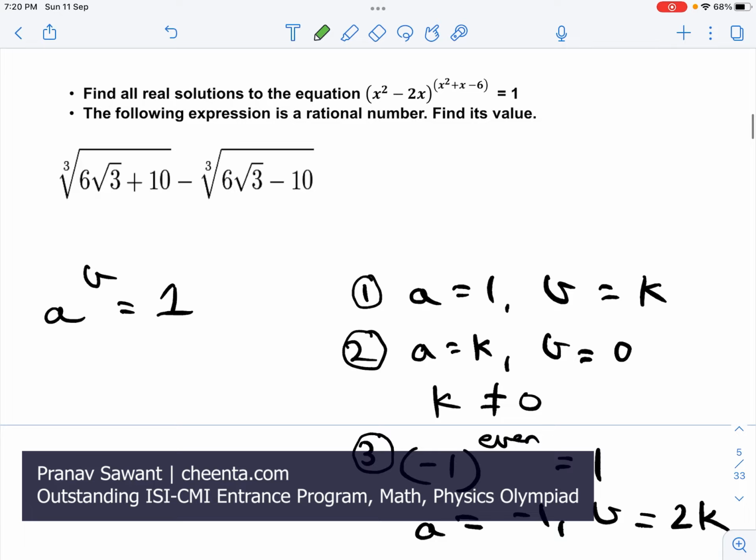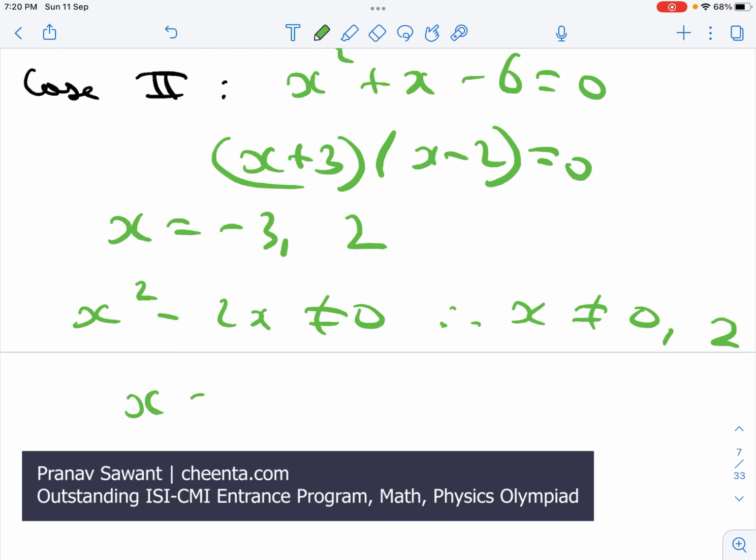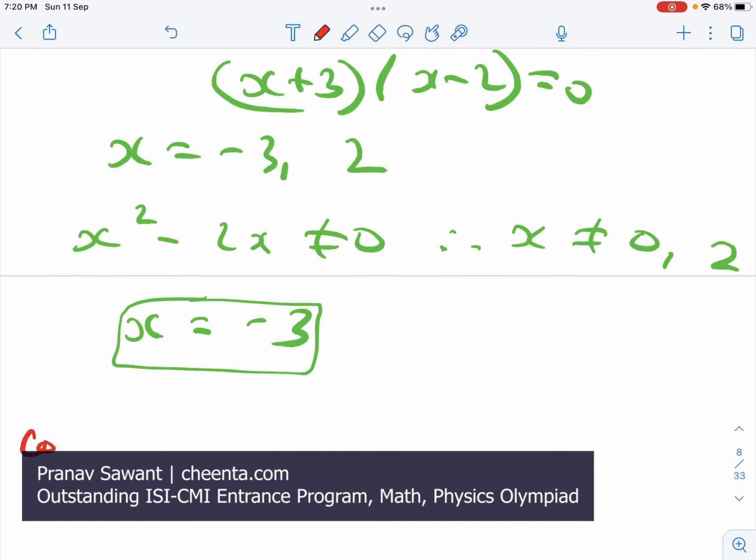right? So x squared minus 2x cannot be 0. Therefore, x cannot be 0 or 2. So this 2 is eliminated. So the only solution for this case is x equals minus 3. That's the solution you get for this case, right? And we had two solutions earlier. Now let's move on to case number 3.